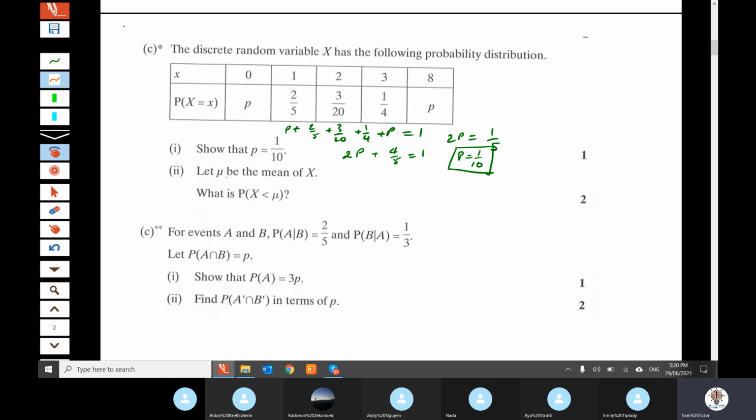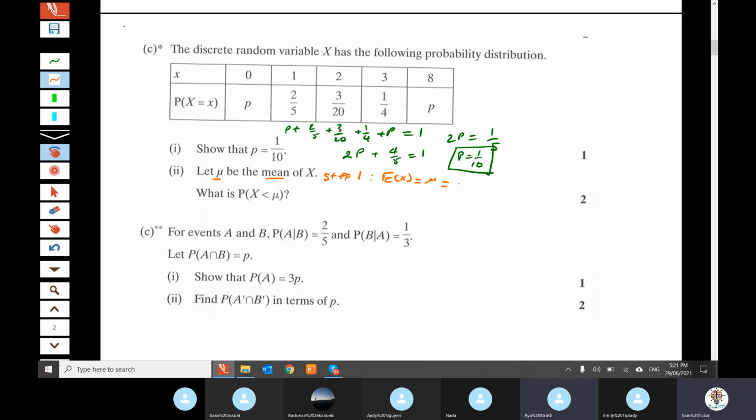Let mu be the mean of x. What is the probability that x is less than the mean? All right, what's step one? Aya, what's step one for double I? Find the mean. Right, we don't even have it. So let's find the mean. Expected value of x equals the mean. Do you know the formula?